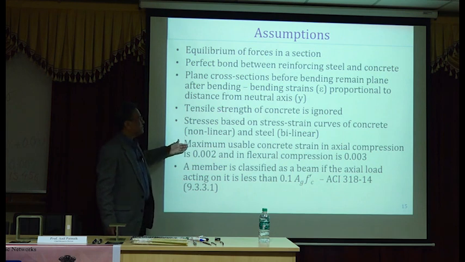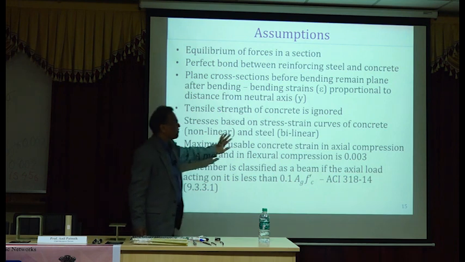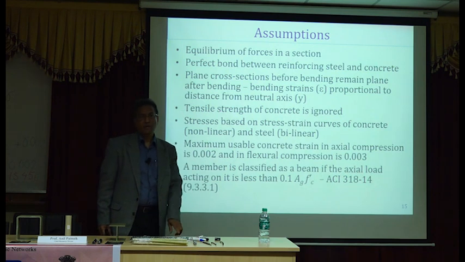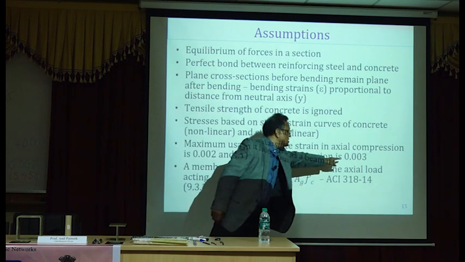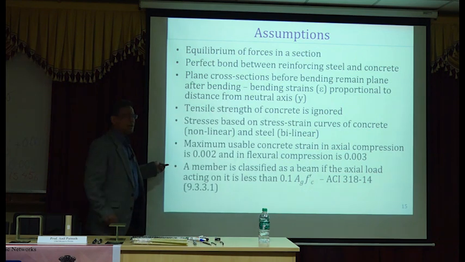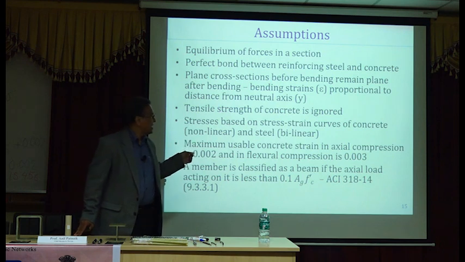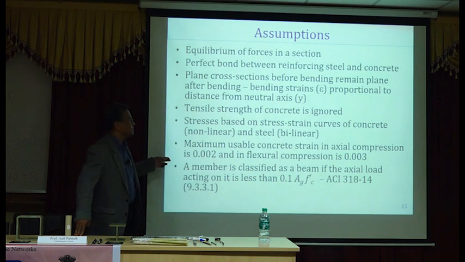Then we use a bilinear stress strain curve, at least for the ACI method. And then the maximum usable strain for axial compression is 0.002, and for flexural compression it's 0.003 as opposed to 0.0035. Okay, that's the difference. 0.003 is what we use, but like I said, in the end it won't make much difference. And then members are classified as beam. I don't remember seeing any IS 456 requirement where they define this. Maybe they do, but I haven't seen it.